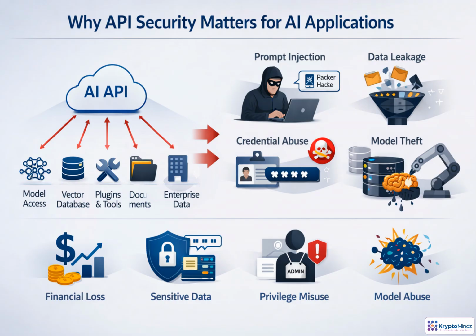APIs are more than pipes into a model. They are security boundaries around data, tools, costs, and autonomous actions. If that boundary fails, attackers may steal data, manipulate outputs, trigger tools, or exhaust the system.